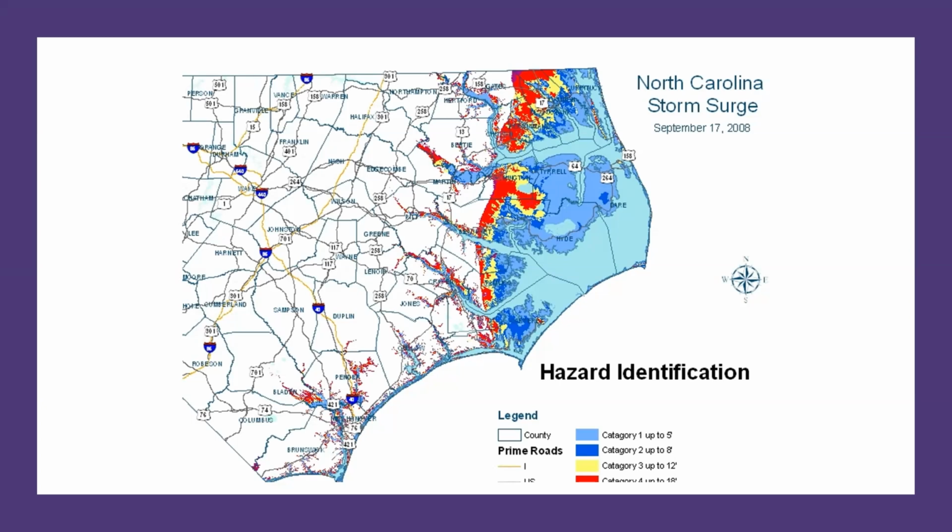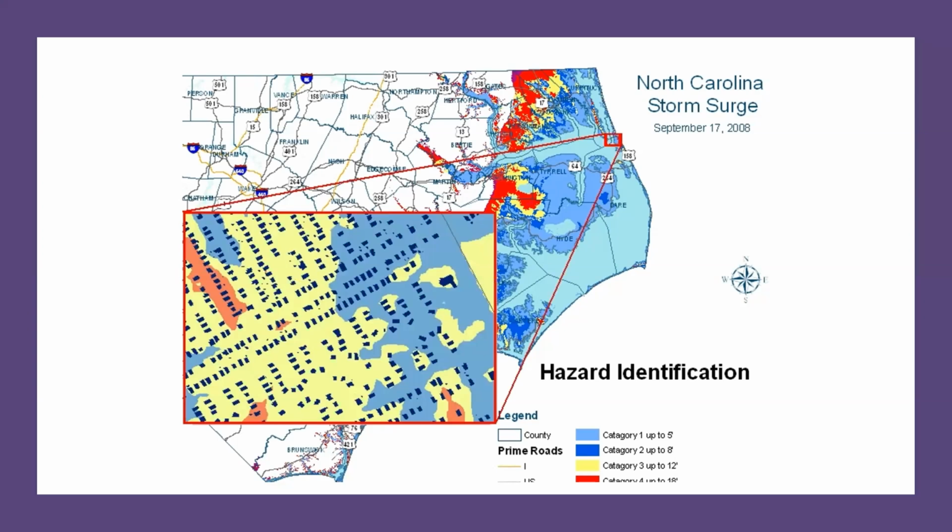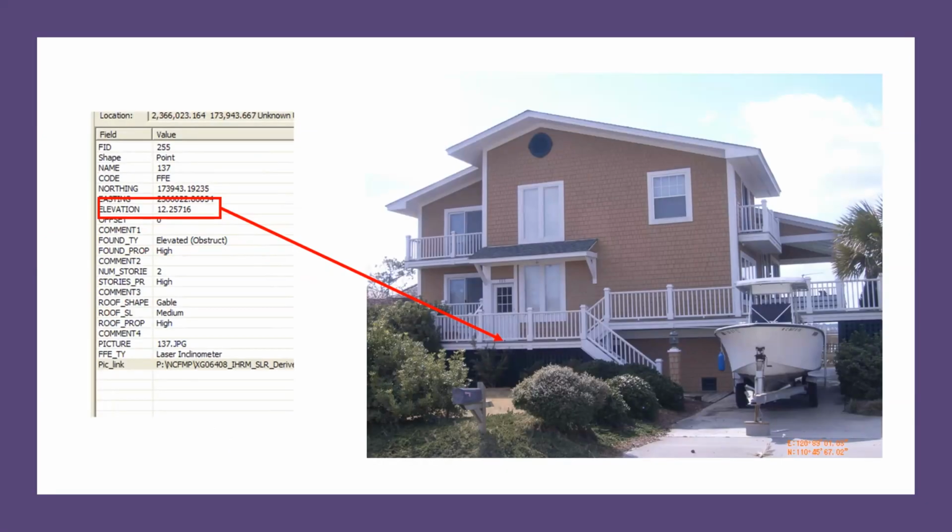But it is still very useful because we can tell how many structures are going to be inundated. Now, we cannot tell you how many structures are damaged at this point. We can tell you how many are going to be affected because of the slosh inundation boundaries. We have first floor elevations for all of our structures in the state of North Carolina.